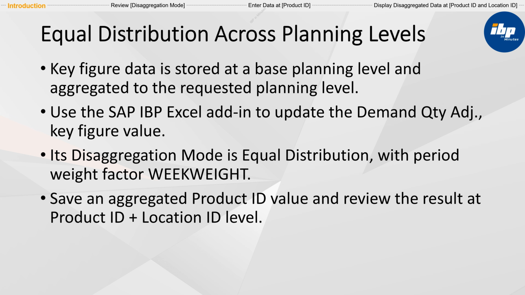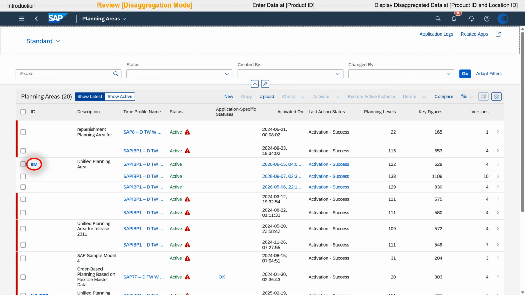Next, open the SAP IBP web application to review the planning area and key figure setup. Before working in Excel, the planning areas list is displayed in SAP Integrated Business Planning. The IIM planning area is highlighted. Open this planning area to review the model used in the example.